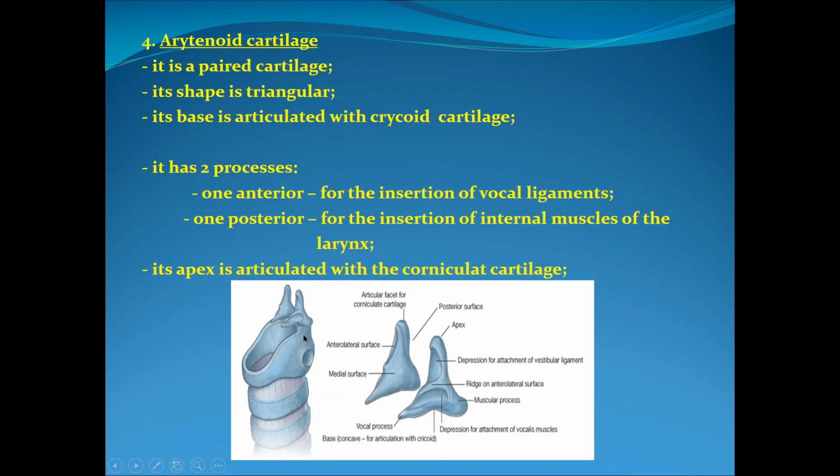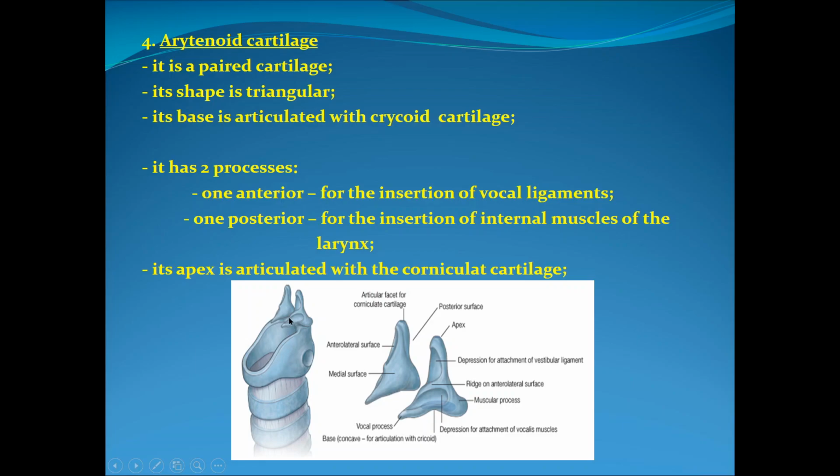Attention, it's important to know that arytenoid cartilage has two processes. One is here anterior and one is here posterior. Again, this is a lateral view, so anterior part is this, posterior part is this. Anterior because it is the thinner part here, and lamina is posterior. So this is anterior process and this is posterior.